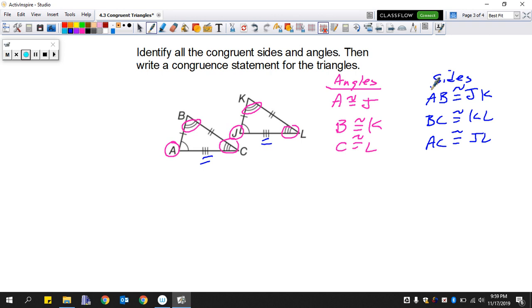So the congruency statement then would be triangle ABC is congruent to triangle, and you go the same thing. A goes with J, B goes with K, and C goes with L. So triangle ABC is congruent to triangle JKL. And this is what we're talking about when we say the congruency statement.